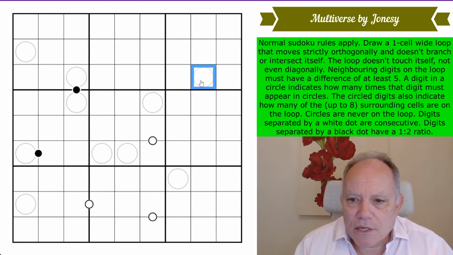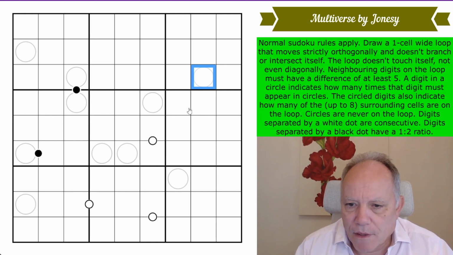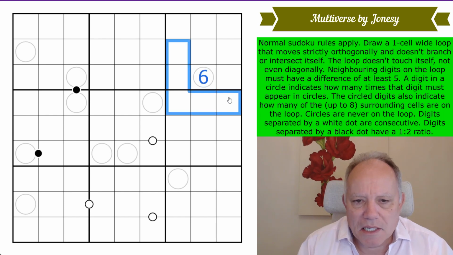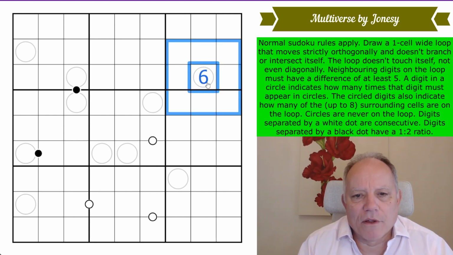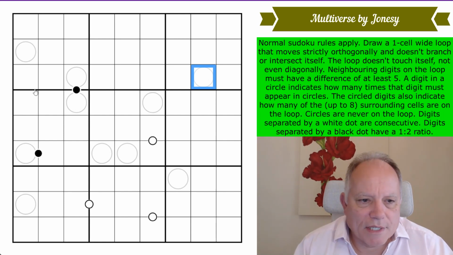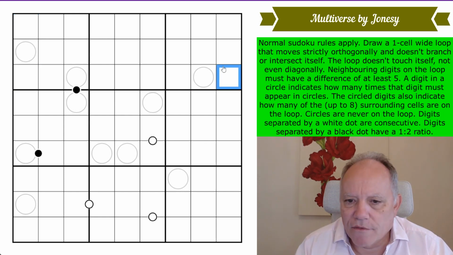A digit in a circle indicates how many times that digit must appear in circles. So if we had a 3 in there, that means there are three 3s in circles. And the circle digits also indicate how many of the up to 8 surrounding cells are on the loop. So if this was a 6, 6 of these cells would be on the loop. And obviously if you've got a circle on the perimeter, it doesn't have 8 possible cells, it only has 5. Circles are never on the loop themselves.